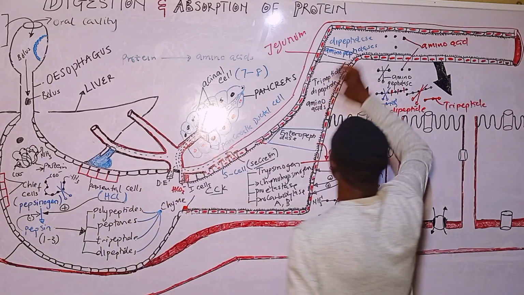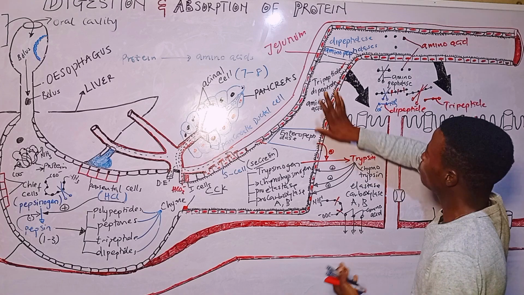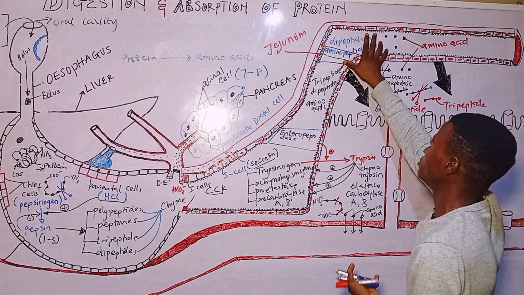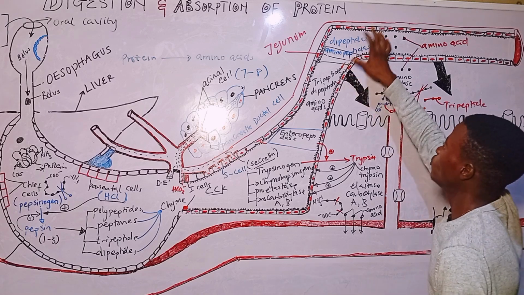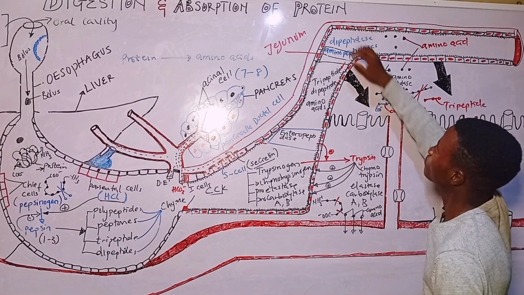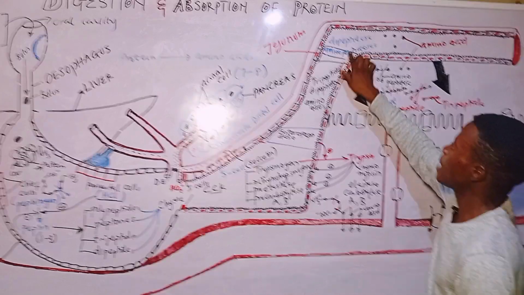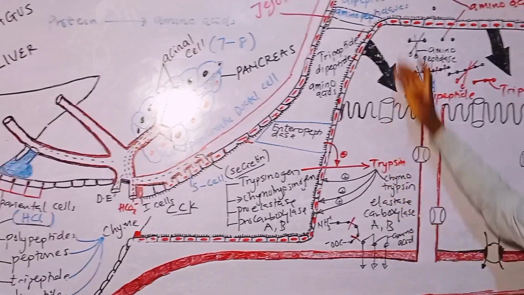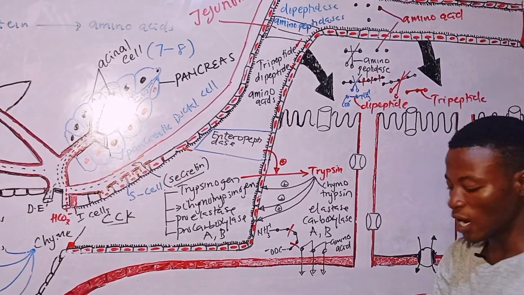Once the products reach the jejunum, or move further into the intestine, when they get to the brush border of the intestine, the brush border is going to release some enzymes. We have the dipeptidase, aminopeptidase, and also tripeptidase. So these enzymes are going to act on tripeptides, dipeptides, amino acids, and low molecular weight polypeptides.